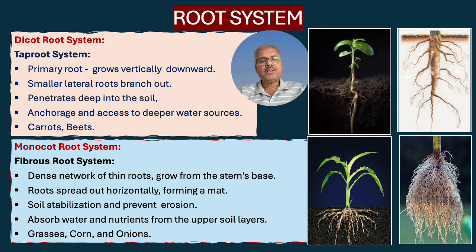In monocotyledons, they exhibit a fibrous root system. The system consists of a dense network of numerous thin branching roots that grow from the stem's base. These roots spread out horizontally, forming a mat-like structure. Fibrous root systems provide good soil stabilization and prevent soil erosion. They are effective in absorbing water and nutrients from the upper soil layers.